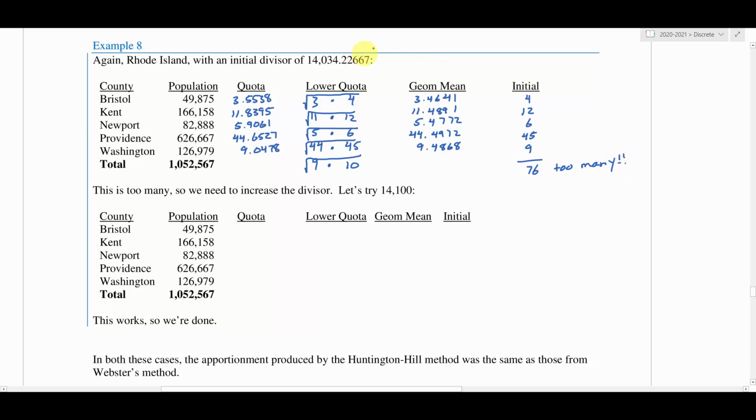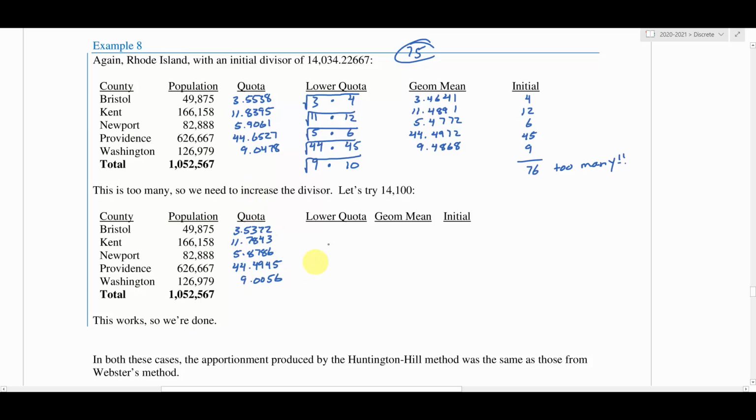Okay. So recall from our previous examples that Rhode Island has 75 representatives that need to be apportioned. We ended up with 76, so we're going to have to modify the divisor. As with the Webster's method, if we got too many, we need to raise the divisor. So we're going to increase the divisor up to 14,100 and see if it will work. We are going to end up with a new set of quotas as a result. We'll have to round those quotas based on our geometric means at the end. For now, let's go through and calculate our new quotas.